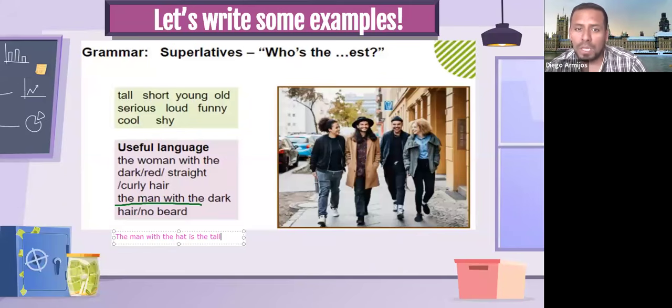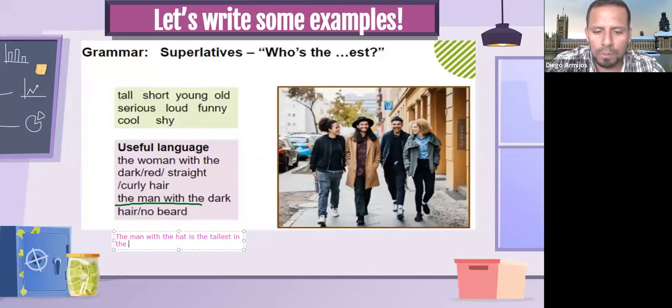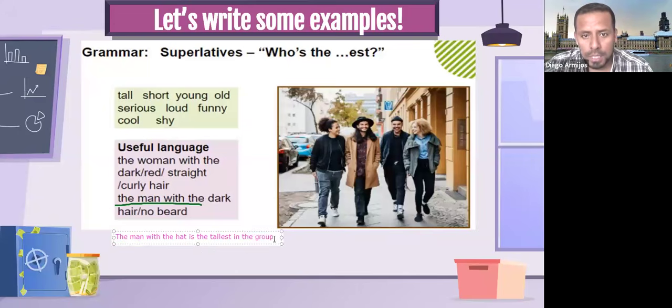But what happens with the adjective? In order to make the superlative, we're going to add -est, okay? The man with the hat is the tallest in the group, all right? Now, let me give you another example.